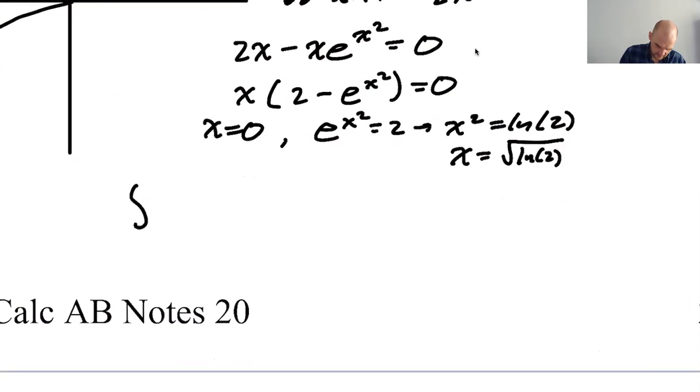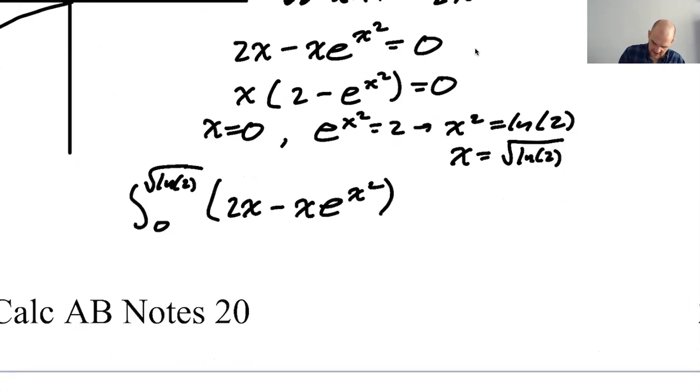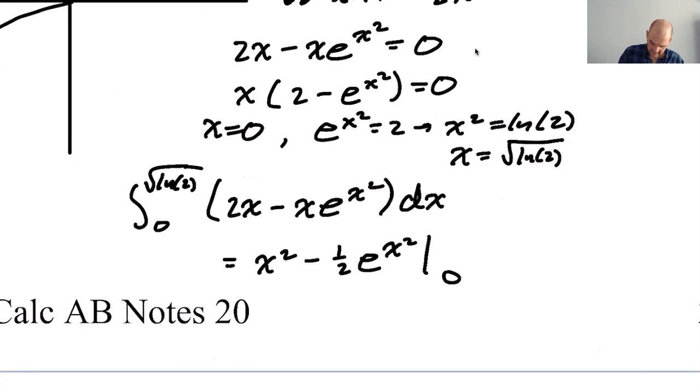So it's going to be the integral from 0 to the square root of natural log of 2. That's a crazy bound. Top is 2x. Bottom is x e to the x squared. It's actually not the worst integral to do. So we get 2 times 1/2 x squared is x squared. And then this is almost perfect, 1/2 e to the x squared. Do u substitution on that if you're not sure where things came from. Evaluated at the square root of natural log of 2.